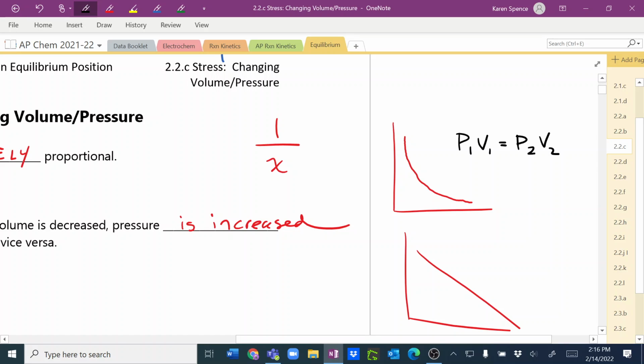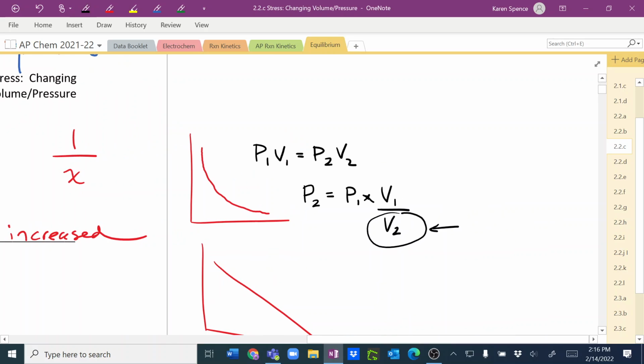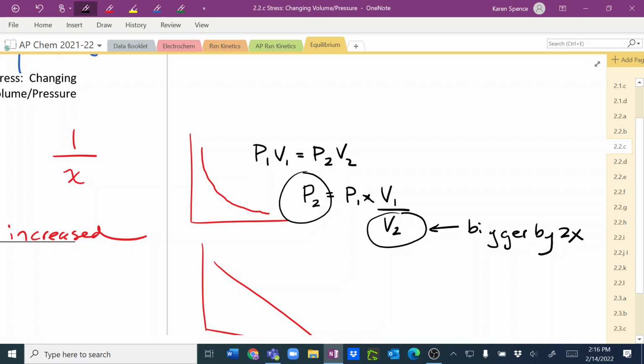And so if we solve for P2, P2 is equal to P1 times V1 over V2. So if our volume has increased, so if this got bigger by, let's say, 2 times, then this is going to get smaller by 2 times. Yes? And this is what it looks like if you graph 1 over x. Does that make sense? Cool.